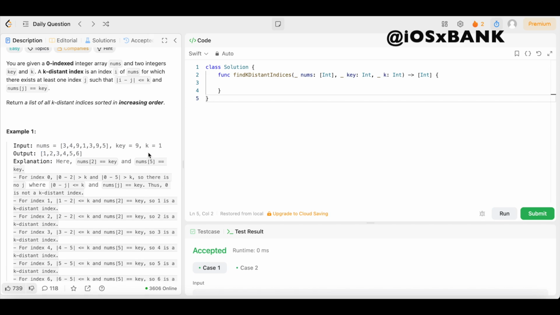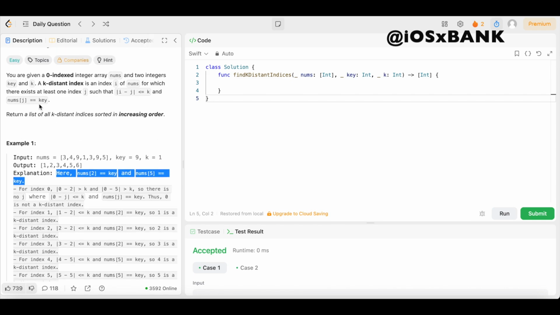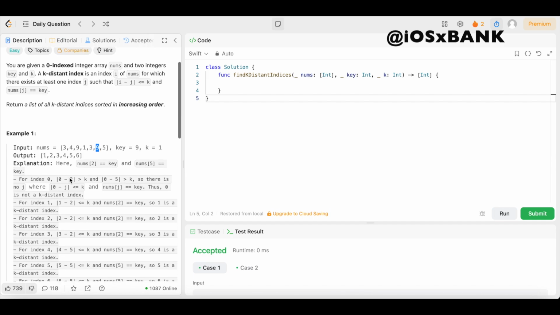Boom. So the first thing the explanation says is that nums[2] is equal to key and nums[5] is equal to key. That is important because when we're looking for a k-distant index, one of the requirements is that nums[j] has to be equal to key. So now we know that nums[2] is equal to key, so we can use that as a nums[j], and nums[5] is equal to key as well, so we can use that as a nums[j] as well. So let's look. Key is 9, so once again we have a 9 at nums[2] and we have a 9 at nums[5]. So let's keep going.